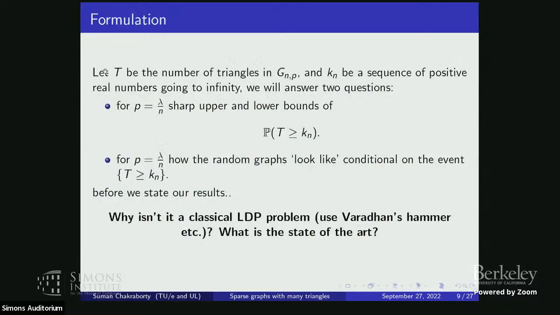Then a formulation. Can we prove sharp upper and lower bounds of the log of this probability, where T is the number of triangles in an Erdős–Rényi graph G(n,p), where p is lambda over n? Can we prove sharp upper and lower bounds of this quantity? That's the first question.